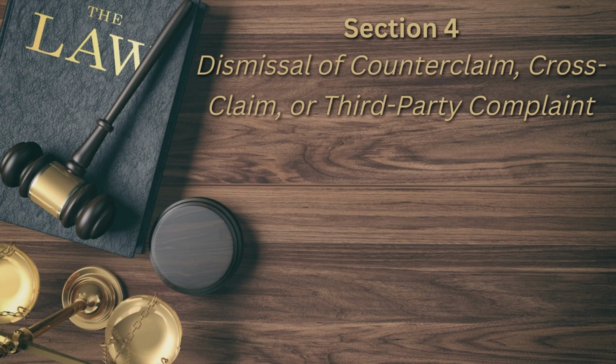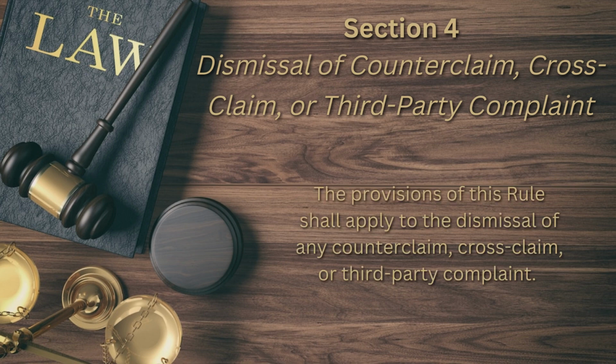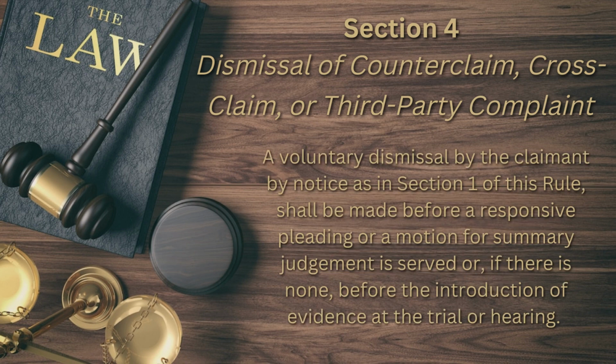Section 4. Dismissal of counterclaim, cross-claim, or third-party complaint. The provisions of this rule shall apply to the dismissal of any counterclaim, cross-claim, or third-party complaint. A voluntary dismissal by the claimant by notice, as in Section 1 of this rule, shall be made before a responsive pleading or a motion for summary judgment is served, or if there is none, before the introduction of evidence at the trial or hearing.